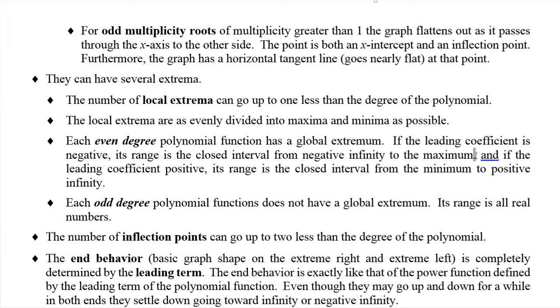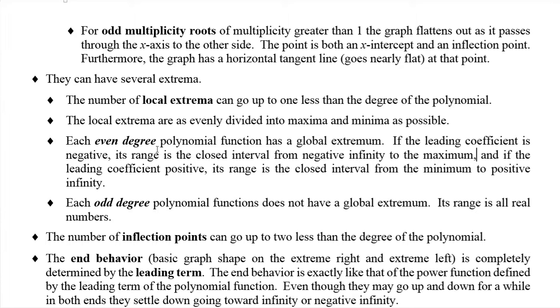On the other hand, if the leading coefficient is negative, then the arrows point down on both ends. The limit as x goes to infinity or minus infinity is negative infinity, which means, of course, it doesn't have a limit. It goes down forever. And somewhere in between, there'll be a global maximum. The odd degree polynomial functions do not have a global extremum. The range is all real numbers there.